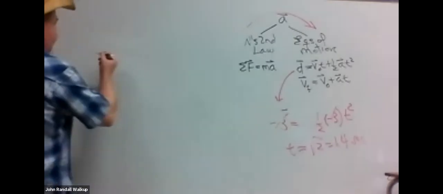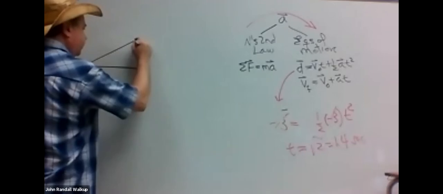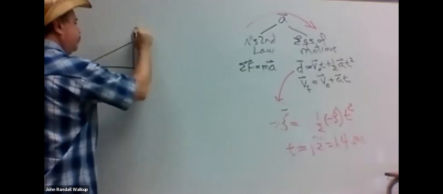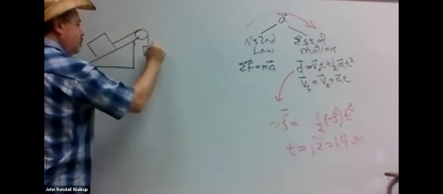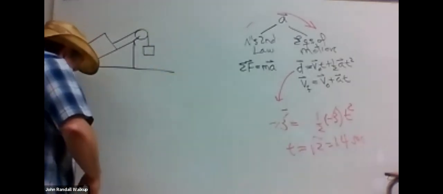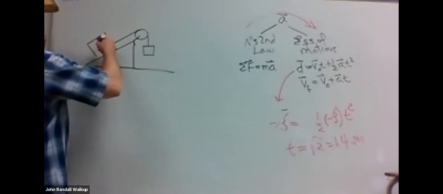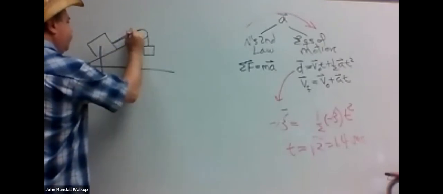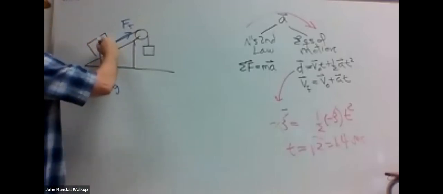Now, what kind of variation? Well, the most obvious variation is to make the table look like this. All right, in this case here, the force of gravity acts straight down. The tension force still acts like this. And then of course you have your normal force.